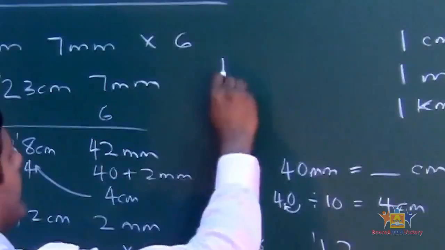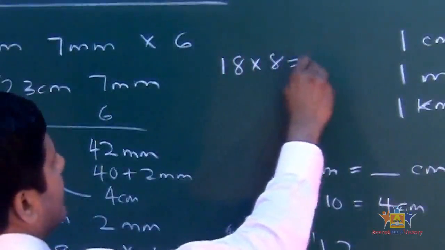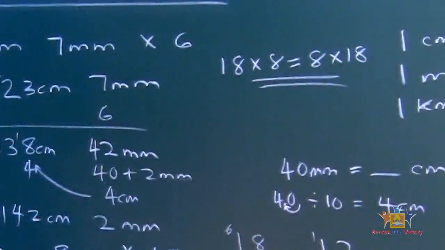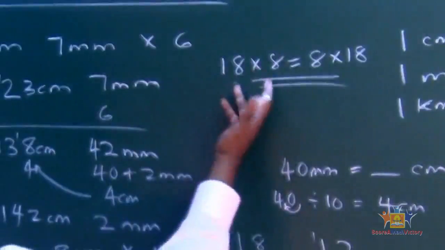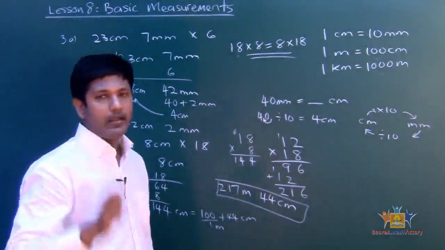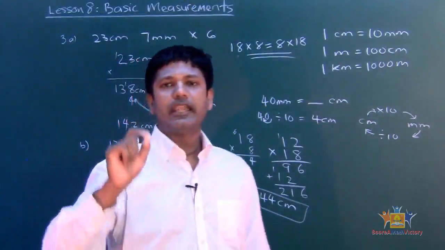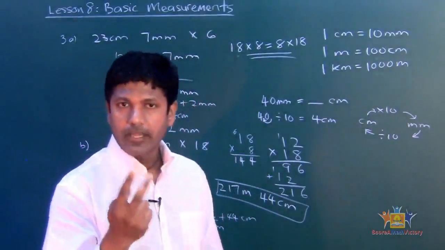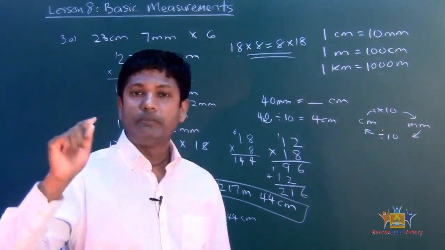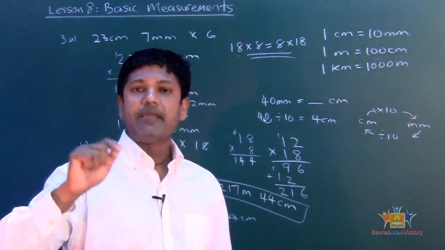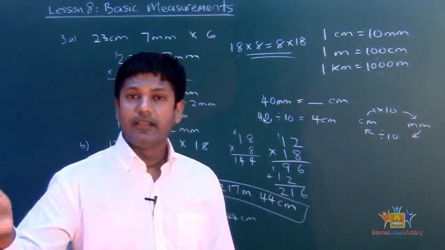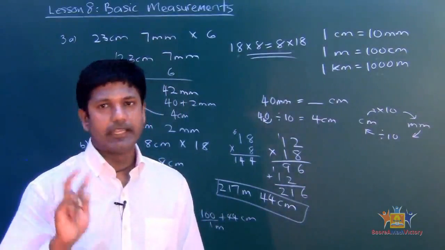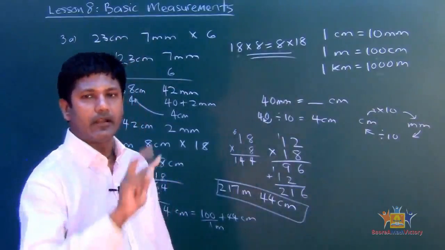Because 18 times 8 is the same as 8 times 18. They both are the same. See that? So I can flip-flop. They're the same. But not with subtraction and division. Addition and multiplication you can flip-flop. A plus B equals B plus A. A times B equals B times A. But not with division or subtraction. You cannot flip-flop.